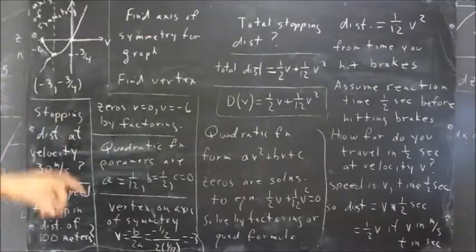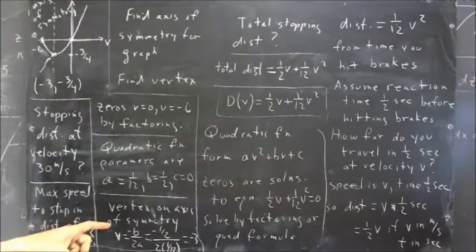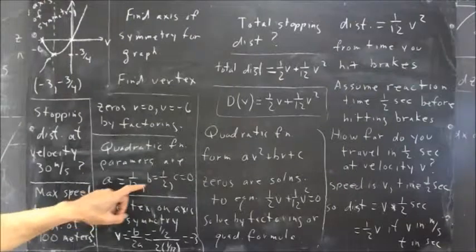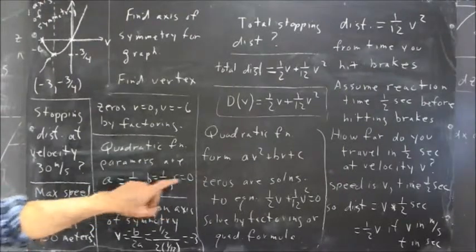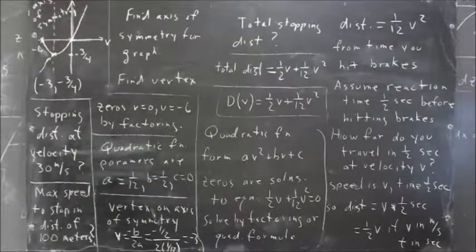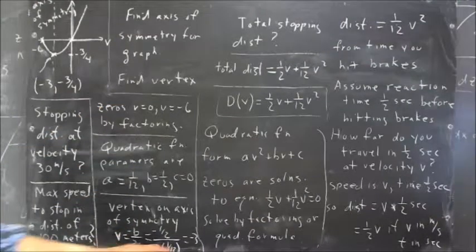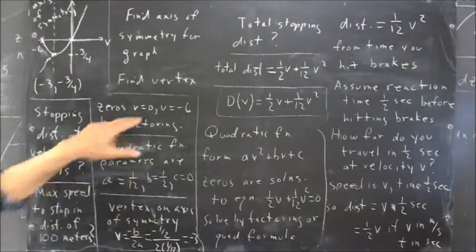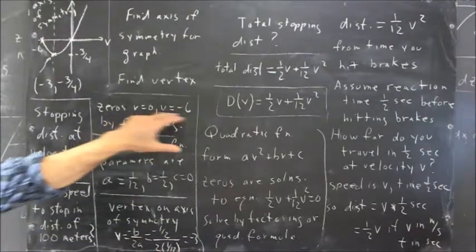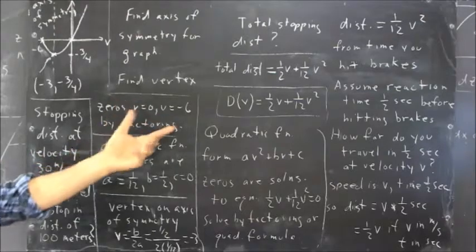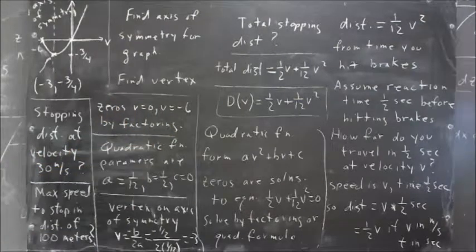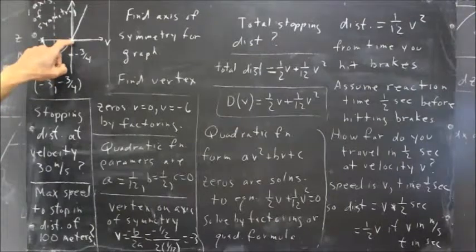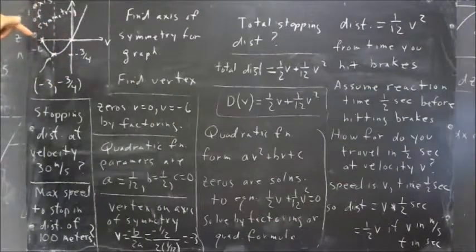Okay, so anyhow, our quadratic function has parameters: a is 1/12, b is 1/2, c is 0. We can get the vertex: -b over 2a comes out -3. Or we could just say the vertex is halfway between our zeros at 0 and -6, and halfway between those is at -3.